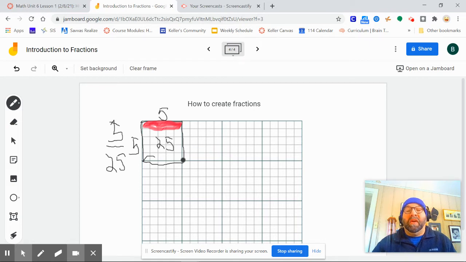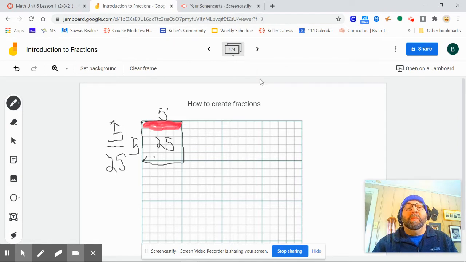So you can work with that and color in those fractions. I want you to show me in your notebook. Pause this video and create a fraction. Whatever fraction, I want you to be able to talk about that fraction when we meet together. Okay? All right.